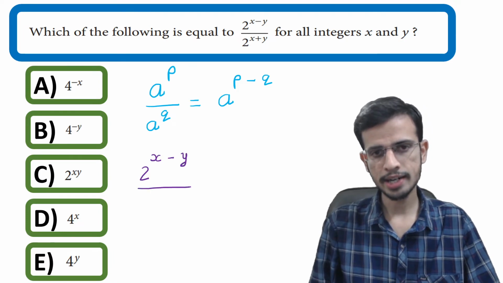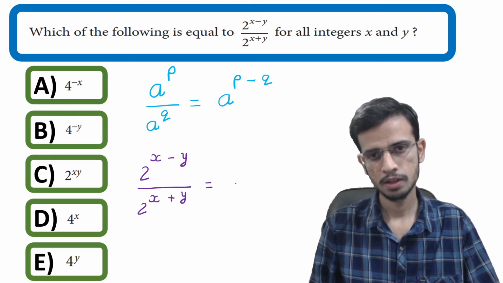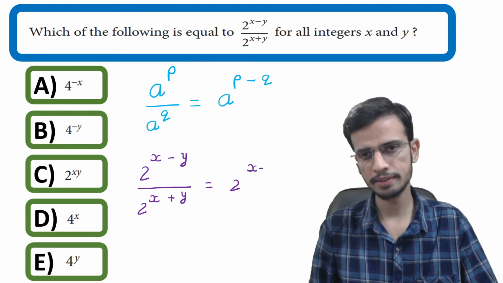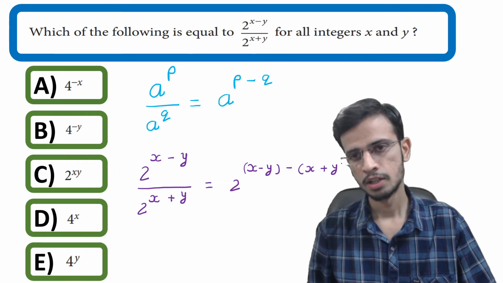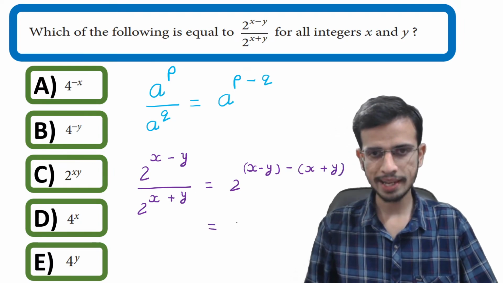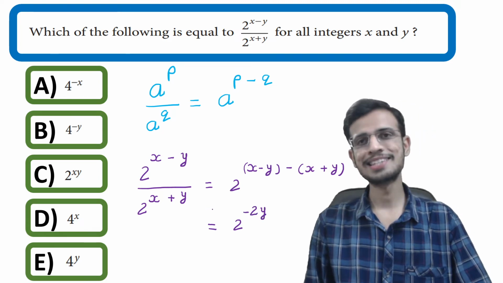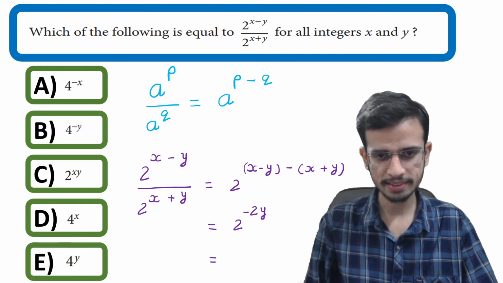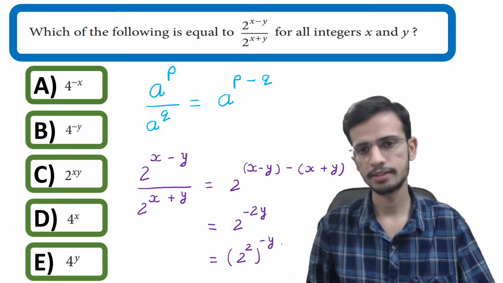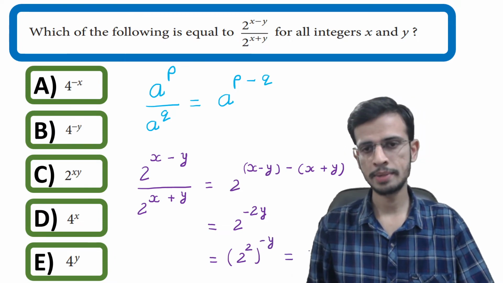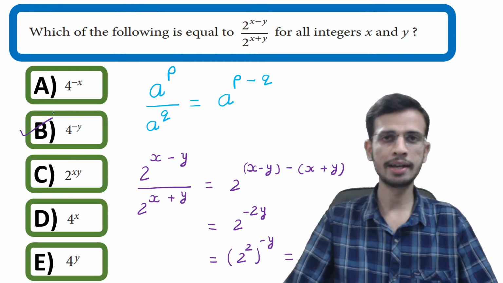2 raised to x minus y divided by 2 raised to x plus y. So 2 raised to (x minus y) minus (x plus y). We got x cancelled, and we got 2 raised to minus 2y, but 2 raised to minus 2y is not there in the options. We can simplify this by writing it as 2 squared raised to minus y, which gives 4 raised to minus y. Yes, this option will be correct. Option B.